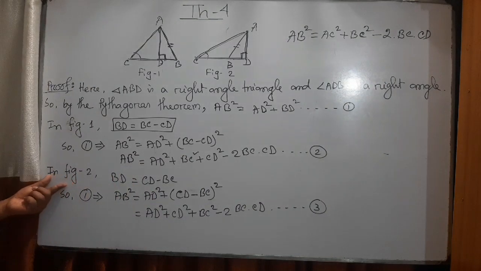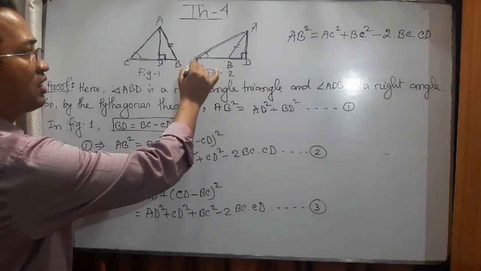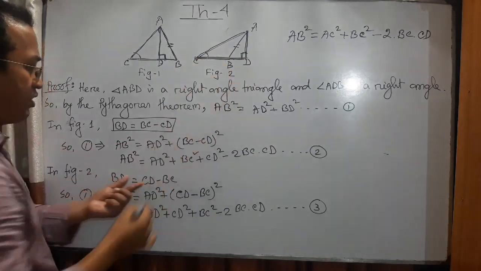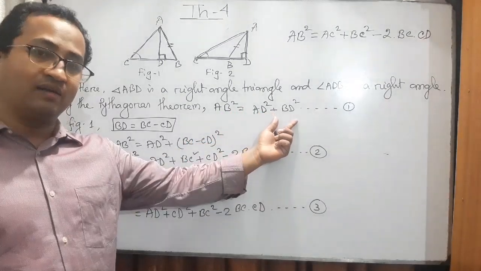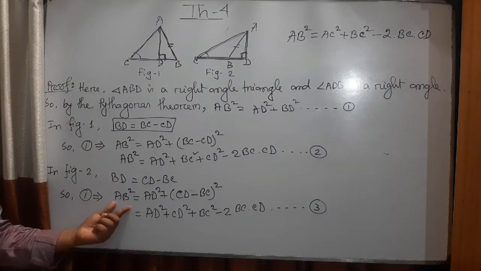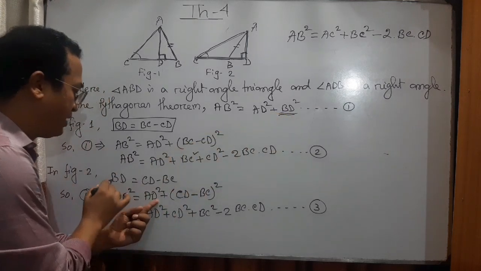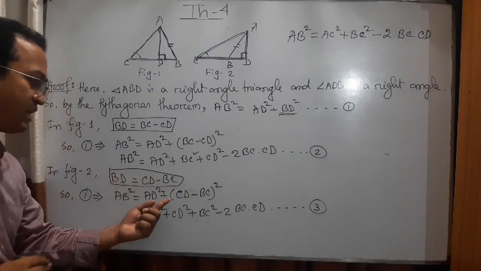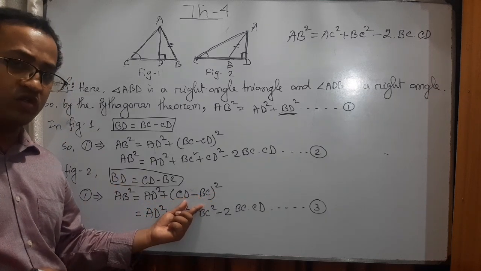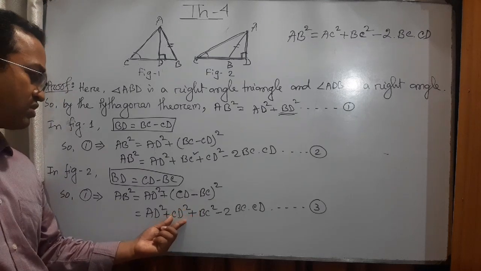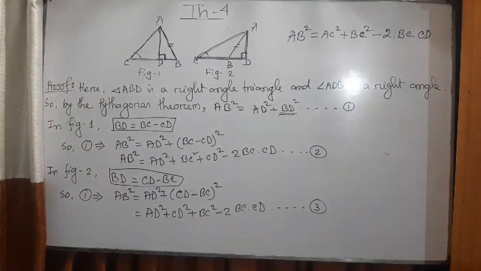Now come to figure 2. Here BD equal to the total part CD minus BC. Apply this on equation number 1 again. So it will be AB square equal to AD square plus BD square, and this BD will be CD minus BC whole square. Now A minus B whole square, so apply this: it will be A square plus B square minus 2BC into CD. This is equation number 3.